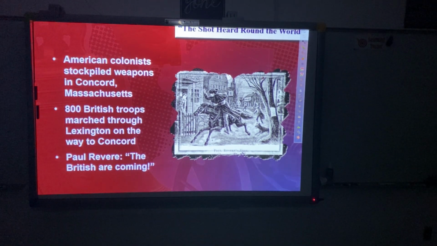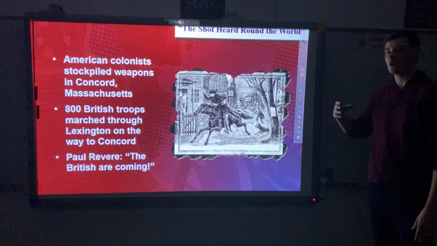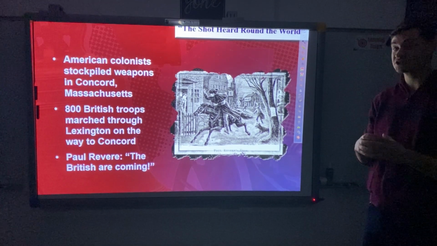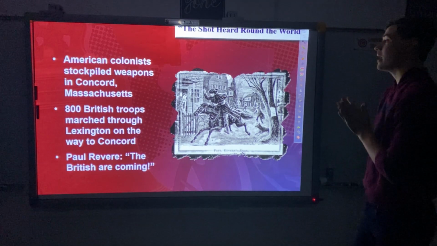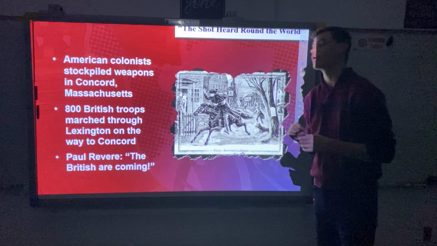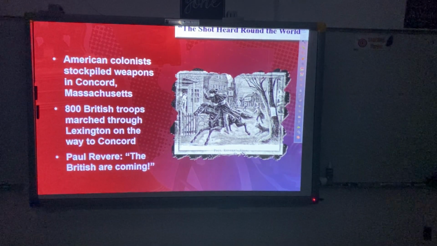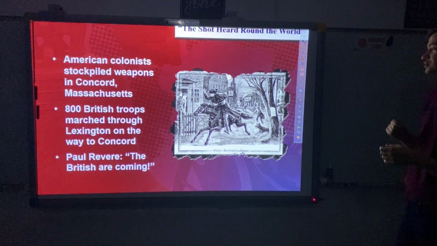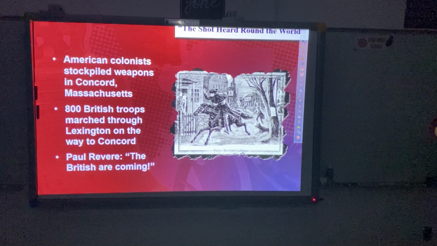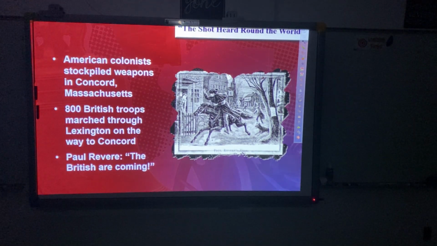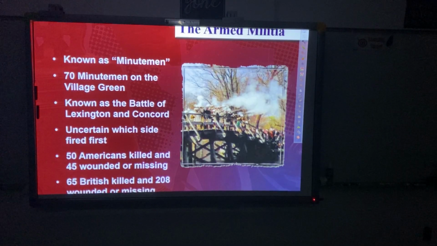And the colonists, as we said, they decided to arm themselves. They decided to create little militias in different cities, just with groups of people. They armed them. So American colonists stockpiled weapons in Concord, Massachusetts, and in Lexington, Massachusetts. And 800 British troops are going to march through Lexington on their way to Concord. And Paul Revere is going to say, the British are coming. He's going to ride ahead of the British. I'm going to show you a map real quick. And he is going to warn the American colonists that the British are coming. They are going to try to attack.